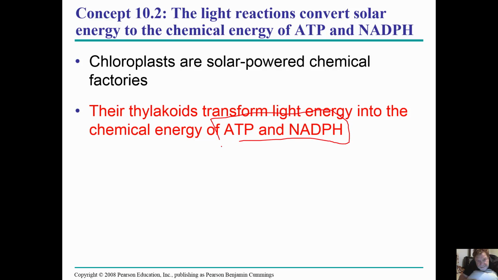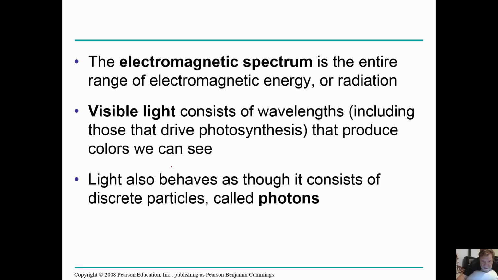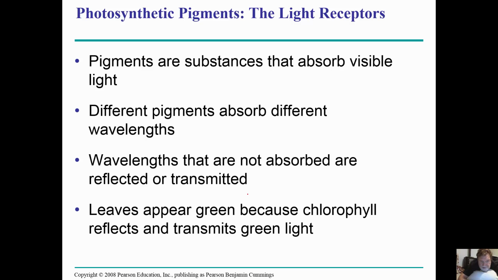Chloroplasts are solar-powered chemical factories. Their thylakoids transform light energy into chemical energy of ATP and NADPH. Okay, and so again, these are regenerated from other forms. Again, you need to know what light is. Visible light, we see here, occurs from 380 nanometers to 750 nanometers. Green is somewhere around 525 to 550.